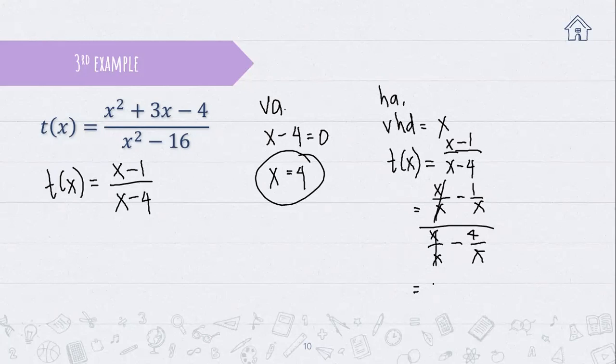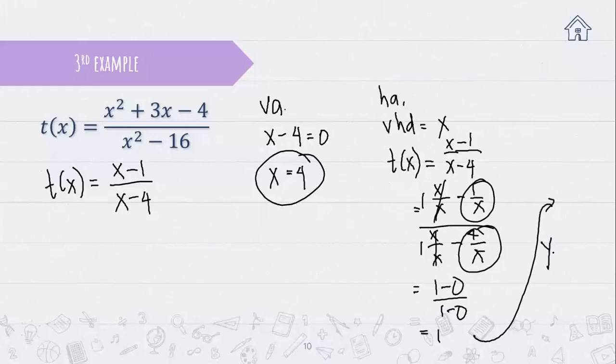Ayan. So, cancel. Pag kinancel to class, di ba? 1 na siya. Tama, hindi yan 0. Ito 0 na to, kasi hindi naman makancel. So, 1 minus 0 over 1 minus 0, that would be 1. So, our y is 1. And yan po ang ating horizontal asymptote. So, the vertical asymptote is 4 and the horizontal asymptote is 1.